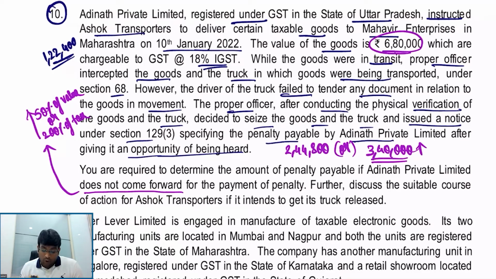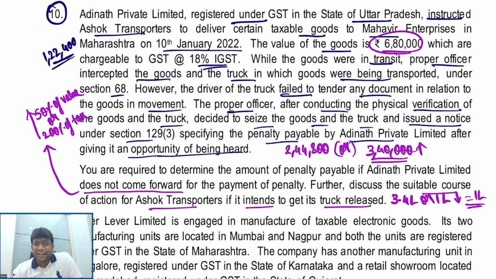Further, discuss suitable course of action for Ashok Transporters if it intends to get the truck released. Then what will happen, my dear friends? For them, in relation to the truck, the penalty will be the penalty mentioned in the order or 1 lakh, whichever is lower. That is 3.4 lakh or 1 lakh, whichever is lower. Obviously, the penalty they will pay is 1 lakh. Getting my point, my dear friends? A very interesting latest amendment which has come in the exam.